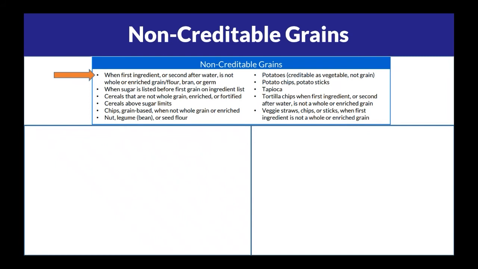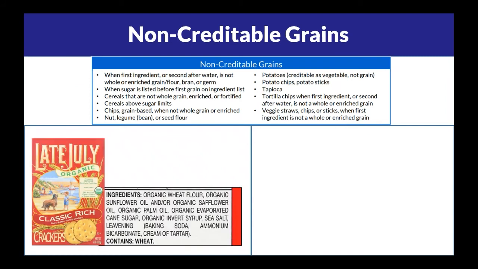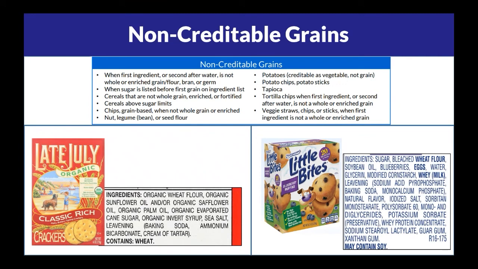So you'll see that the first ingredient is organic wheat flour, but since it's not whole or enriched wheat and the product is not enriched with vitamins and minerals, these crackers are not creditable as a grain. Foods are also not creditable as a grain when sugar is the first ingredient. These popular muffins are an example where the first ingredient is sugar, therefore they are not creditable as a grain in the CACFP.